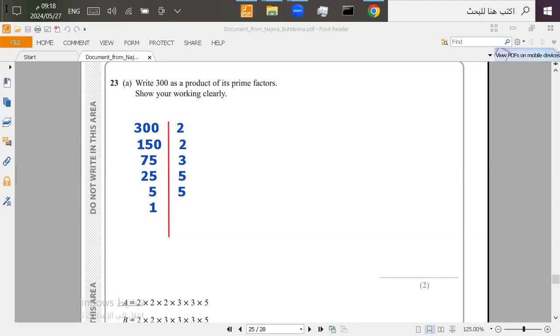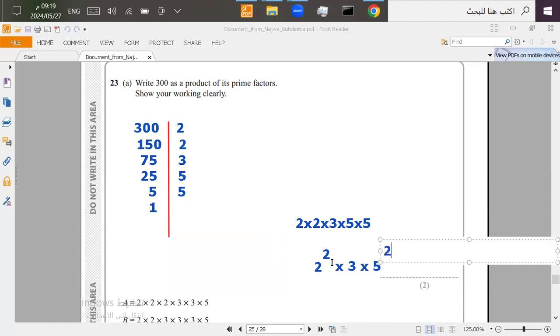And then you write them as a product like this: 2 times 2 times 2, 3 times 5 times 5. Or you can write them with index notation, 2 to the power of 2 multiplied by 3 multiplied by 5 to the power of 2. It's better for you to write them in order of size. Now, let's move on to the next question.